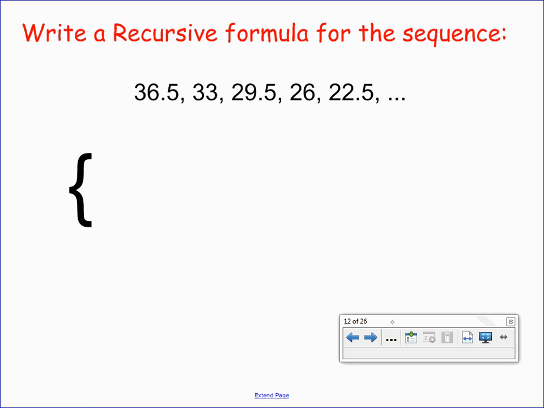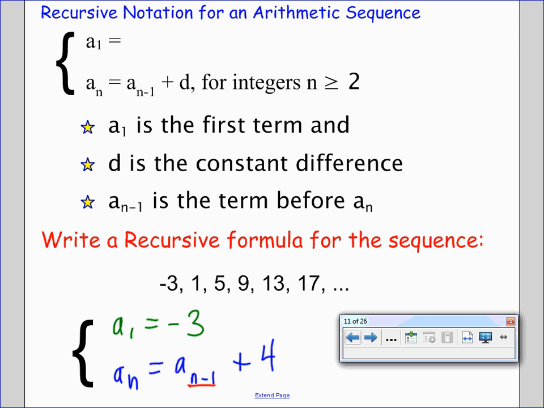Let's write a recursive formula for the sequence given by 36.5, 33, 29.5, 26, etc. First thing I'll do is consider successive differences. It looks like 36.5 to 33 would be down 3.5? Is that going down 3.5? Yeah. From 33 to 29.5, down 3.5. From 29.5 to 26, down 3.5.